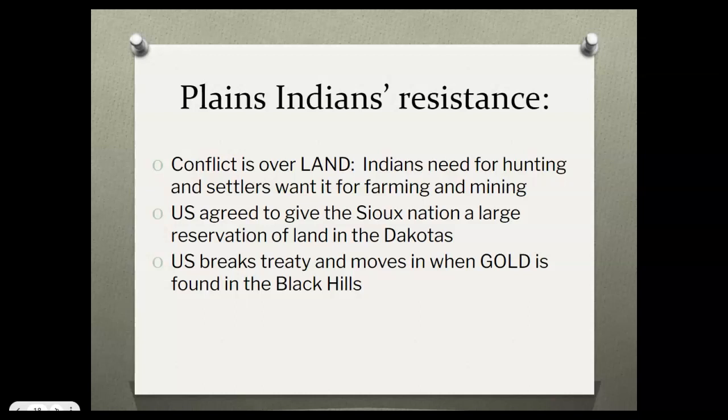Gold is going to be discovered back in parts of the West, and so as the gold is found, more and more people are going to rush there. The U.S. agreed to give the Sioux Nation a large reservation in the Dakotas, North and South Dakota. But that treaty is broken when gold is found in the Black Hills. So all the settlers start to run into that area, hoping to get wealthy.